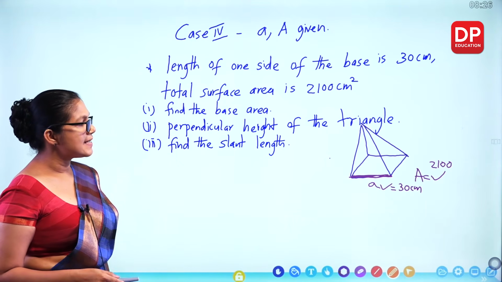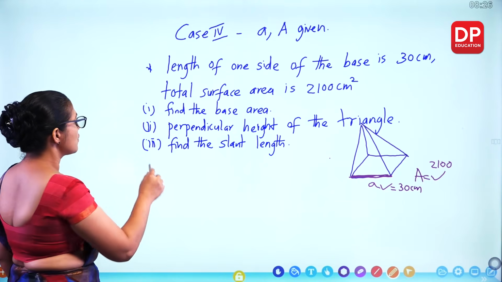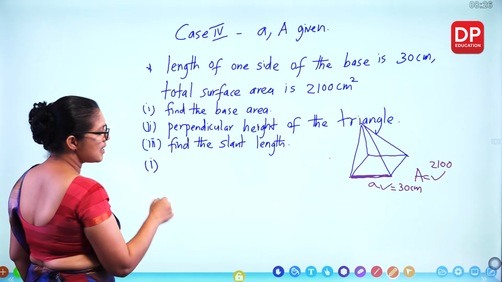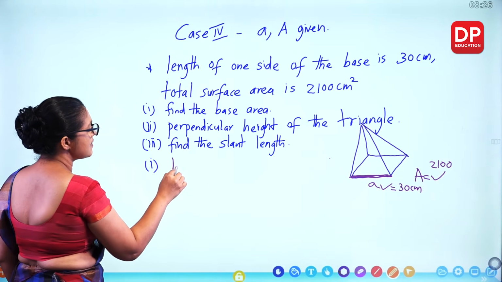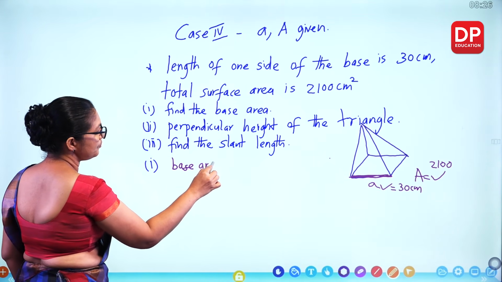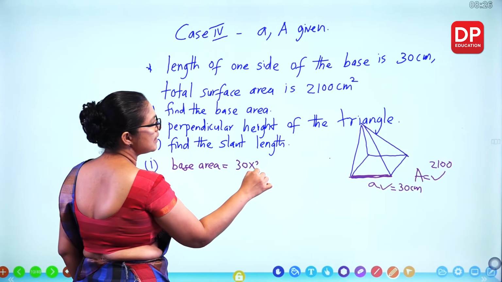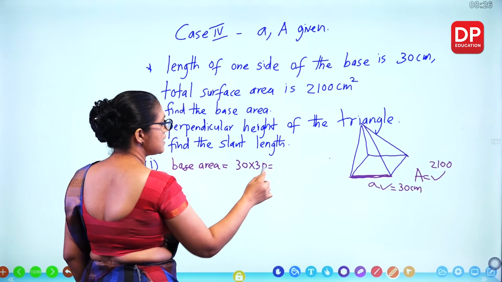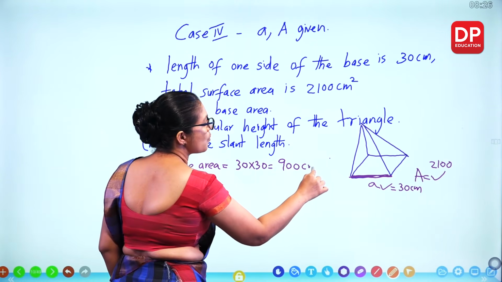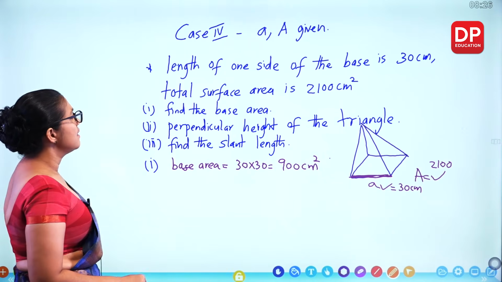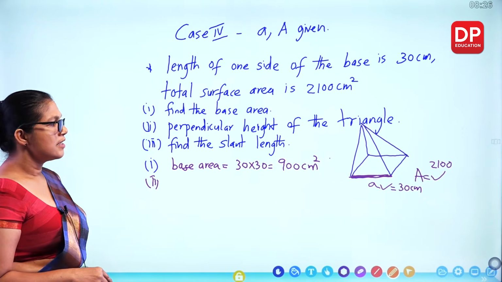Now we'll try to find out the base area. To find out base area, you just need to square the a value. So we can easily find out the first part. What's the first part? It says base area. So base area is equal to a times a, 30 times 30. What is 30 times 30? 3 times 3, 9, and then you put 2 zeros. So this is 900 square centimeters.